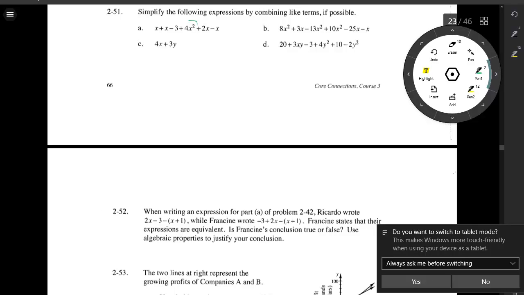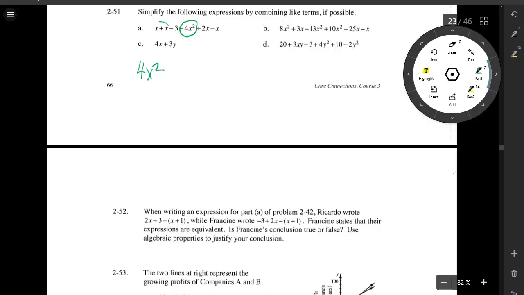So I usually start with the largest term, so that would be, in this case, 4x squared. And then I take a look at the next set, which would usually be your x's. There are two x's there, so that's 4x, and then minus 1x, that would be plus 3x minus 3. So this is A. Let's take a look at B.